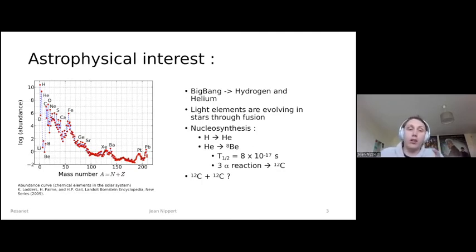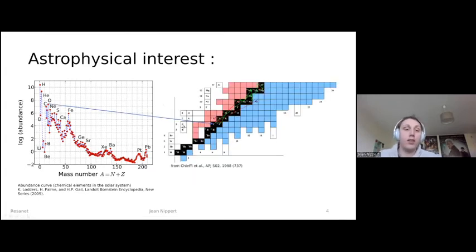helium. Those light elements evolve in stars through fusion. First, the hydrogen becomes helium, and the helium becomes carbon-12 through the 3-alpha reaction. If you look at this graph showing the abundances with respect to the mass number for the chemical elements in the solar system, you can see that you have hydrogen and helium, then a gap, and then the carbon. And the carbon is basically the bottleneck to the creation of all the heavier elements, as you can see on this chart of nuclei.